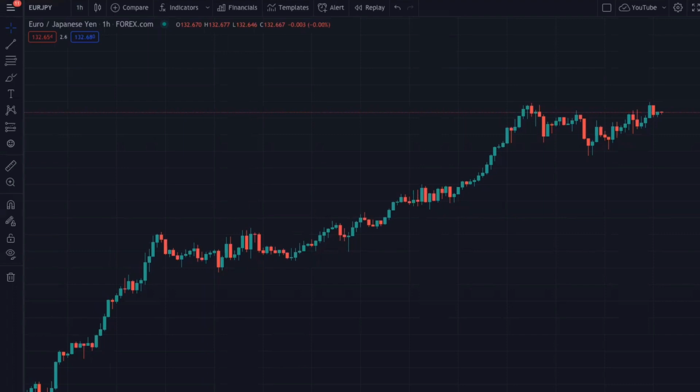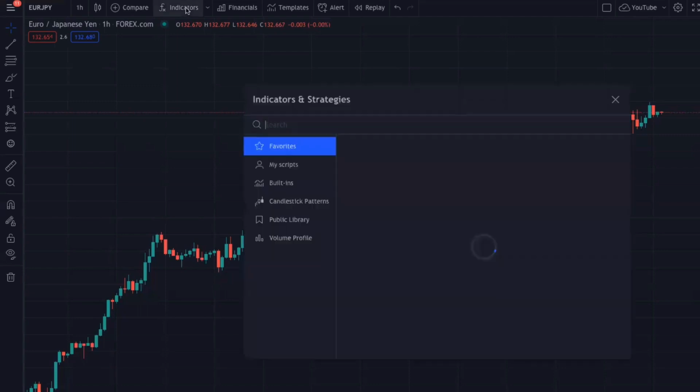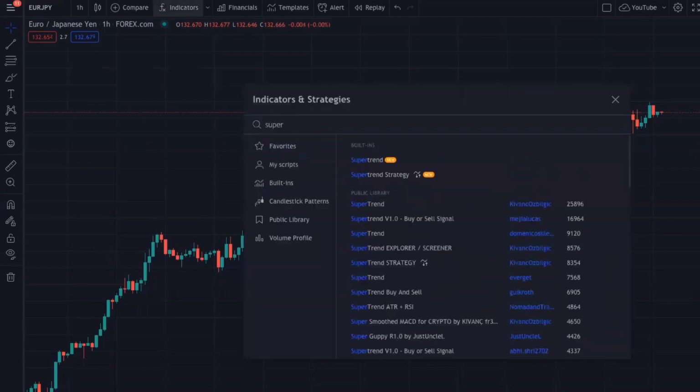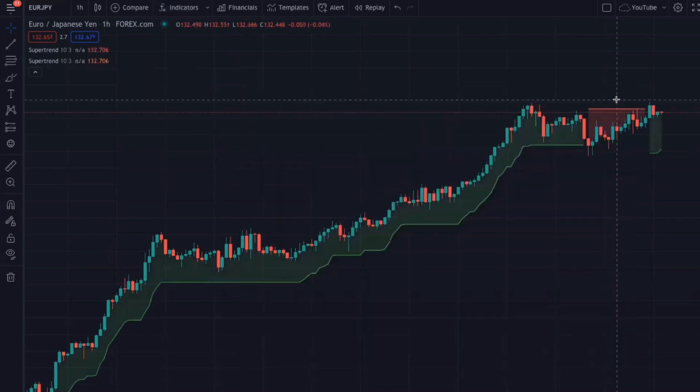So first, we start off on tradingview.com. Open up a blank chart. This is what it's going to look like. You're going to go into indicators, super trend. All right, you're going to hit it twice because we're going to add the indicator twice. We're going to make some adjustments to the indicator.